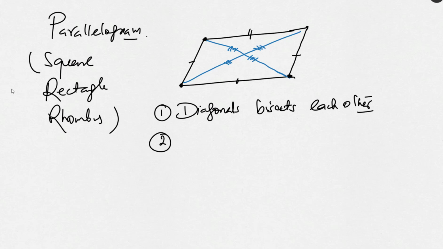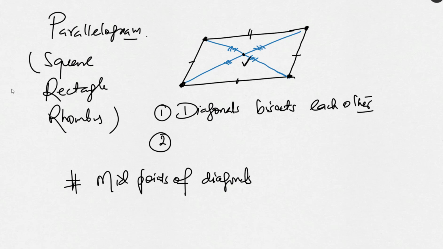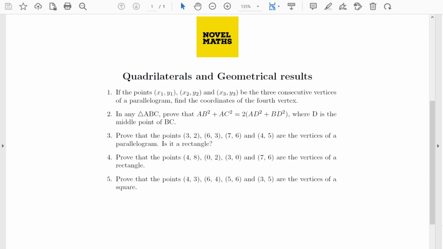To prove that these points form a parallelogram, you can easily prove that the midpoint of these two vertices, this point and this one, is the same point. Let me write that: midpoints of diagonals meet at the same point. We'll be applying this concept in solving these questions.